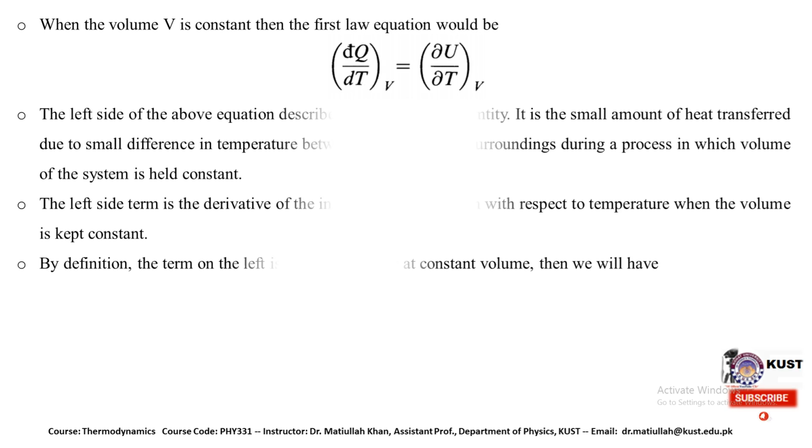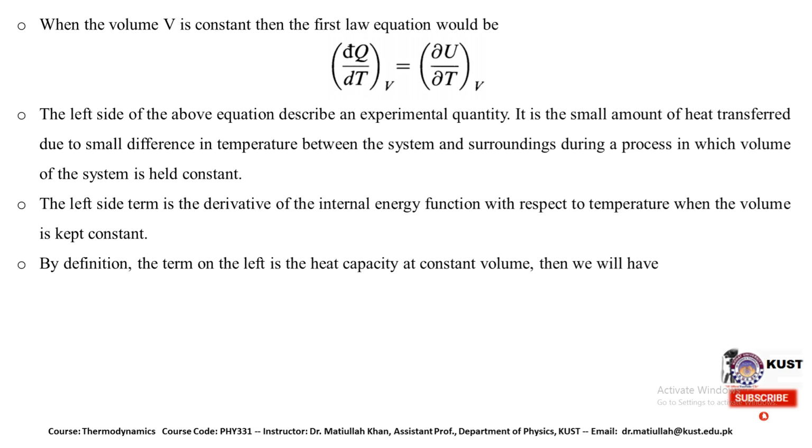So we need to understand the physical meaning of this. The left side of the above equation describes an experimental quantity. It is the small amount of heat transferred due to a small difference in temperature between the system and surrounding during a process in which the volume of the system is held constant. So this is something we can measure experimentally, that is, the infinitesimal amount of heat that is transferred from the system to surrounding when there is an infinitesimal difference of temperature between the system and surrounding. Keep in mind, in this case we need to keep the temperature constant.